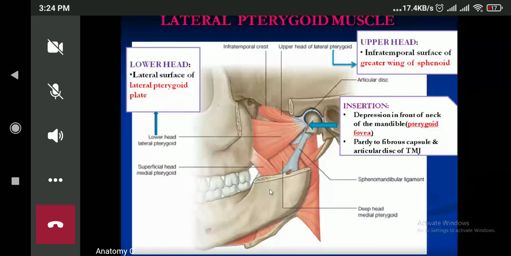Fiber head, the capsule got attached also. It is attached to the neck of the mandible. Now, when the neck of the mandible is pulled, the capsule is pulled and the head will come anteriorly. It will cause the opening of the mouth.